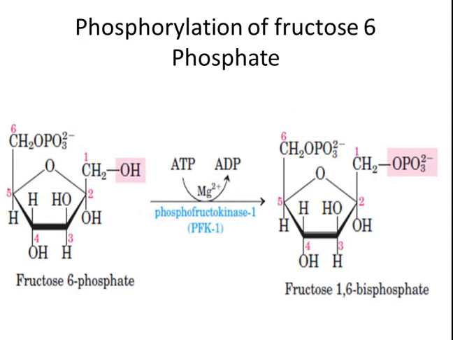Friends, the third step is phosphorylation of fructose-6-phosphate to fructose-1,6-bisphosphate. This reaction is catalyzed by phosphofructokinase 1, or PFK-1. This enzyme catalyzes the transfer of a phosphoryl group from ATP to fructose-6-phosphate to yield fructose-1,6-bisphosphate. Friends, many times students write the name of fructose-1,6-bisphosphate incorrectly. They write it as fructose-1,6-diphosphate.